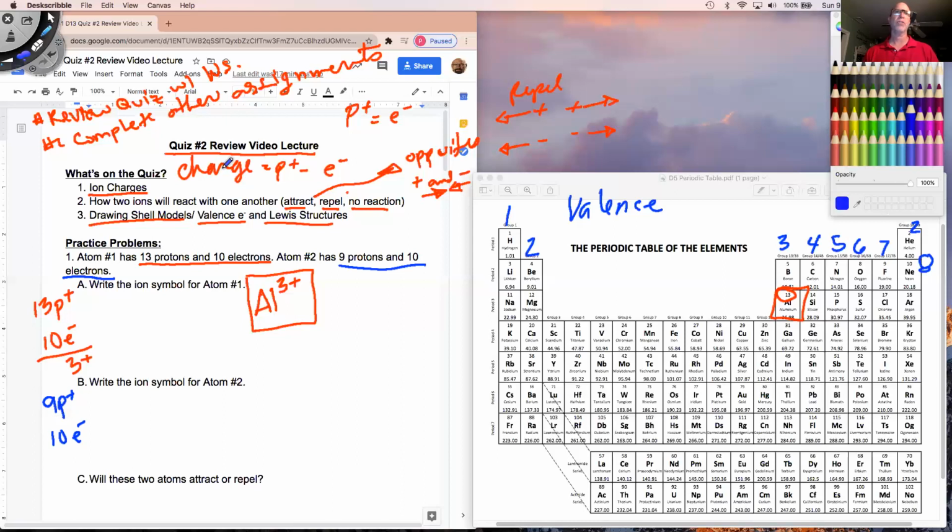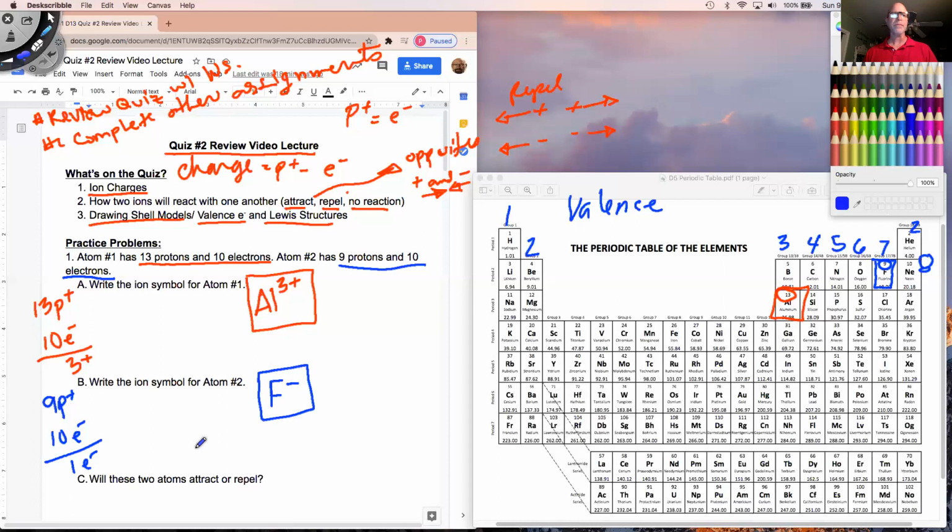So if we use the same model, charge equals protons minus electrons, that's going to be 9 minus 10, which is going to give us -1. And so there's 1 extra electron. So what ion are we working with? Well, element number 9 is right here. All right, so we're working with fluorine. And so we're going to write an F, and we're going to see that there's 1 extra electron left over. That's going to be F minus. And this is going to be the answer for the letter B. That's the symbol. So that's all you have to write.